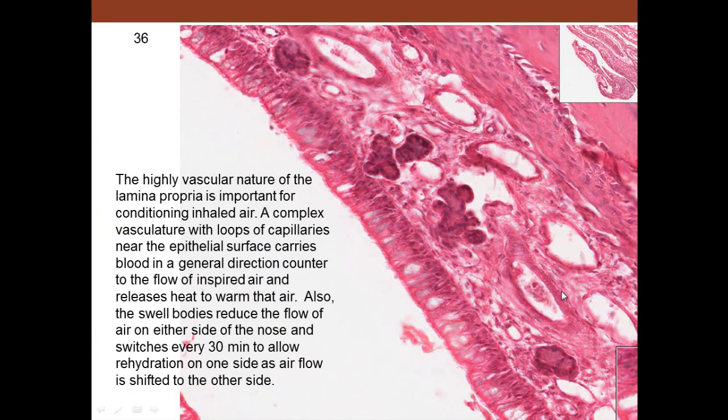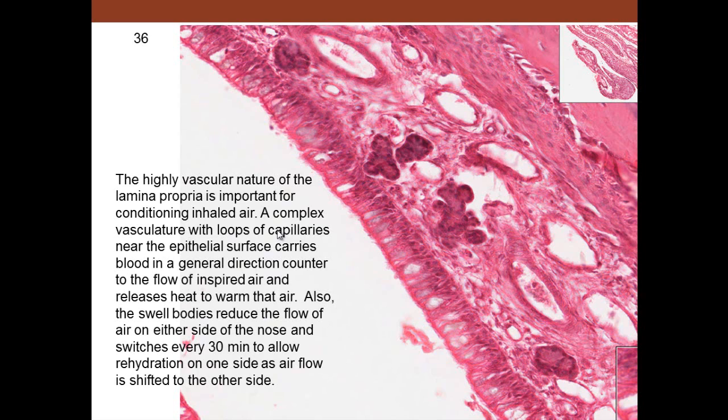Now, the high vascularization right underneath the respiratory epithelium is important. This is the lamina propria. This is cartilage in through there, one of the cartilage components, and it's important in conditioning the inhaled air. A complex vasculature loops, these loops in here, go in a direction from which the air is coming. So air is going in this way, and the blood is going that way, and that warms the air, which is very important. Lungs do not like cold air. If you've ever been jogging on a really cold day, you can feel the coolness in your lungs.